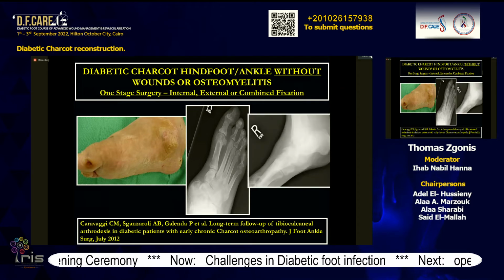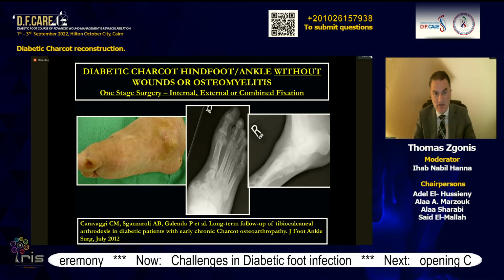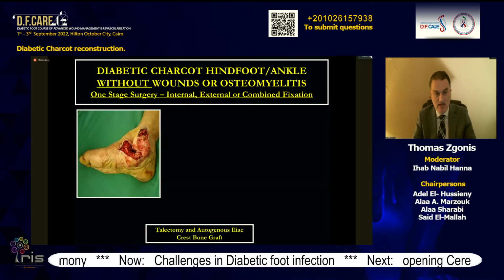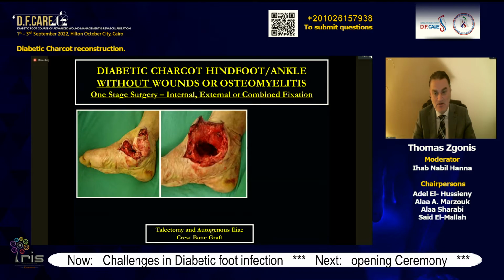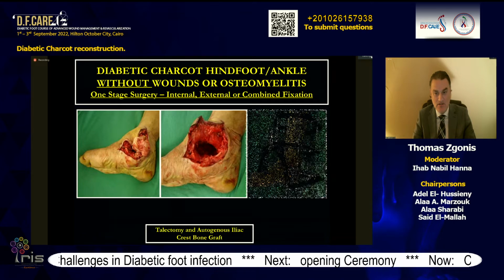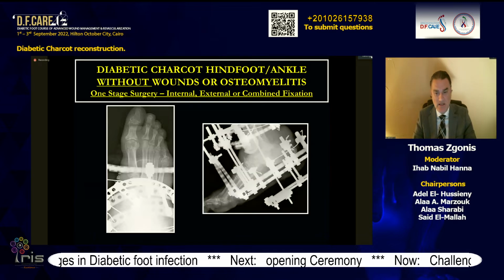So here you can see the clinical radiographic findings. So one stage surgery in these patients without any wounds or osteomyelitis. Here's an acute talectomy at the ankle joint. You can see here with autogenous iliac crest grafting for a tibiocalcaneal navicular arthrodesis, external fixation, and you can see here one-stage realignment.